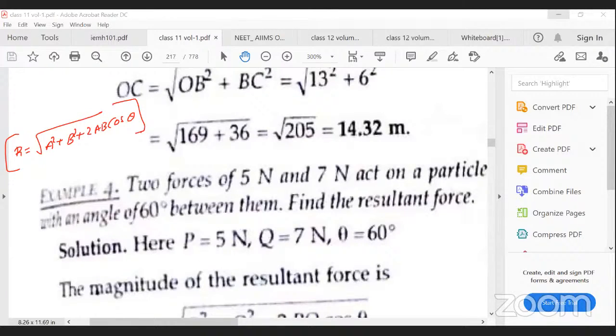Sir, I got root 109. You need to simplify it, 10.4. Yes, so the answer is 10.4. Good, correct. What about the angle? I need to find the direction for the resultant. You know the formula: tan theta is equal to b sin theta divided by a plus b cos theta. You need to find tan theta there.